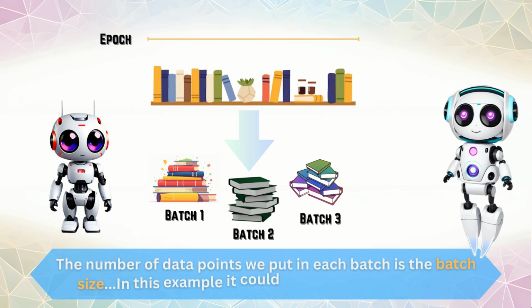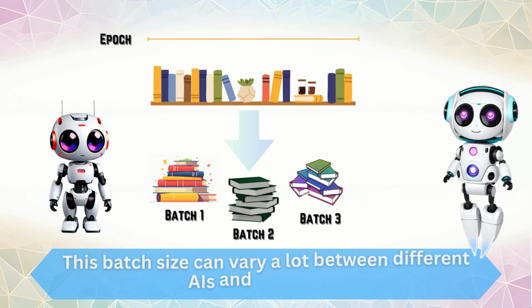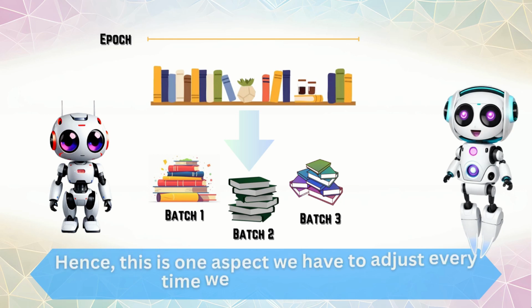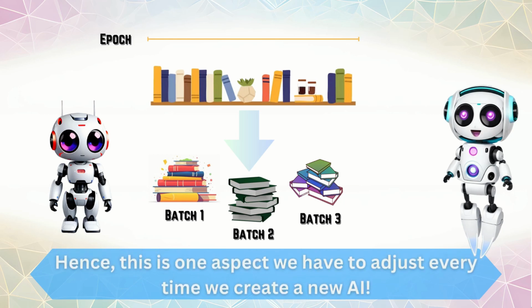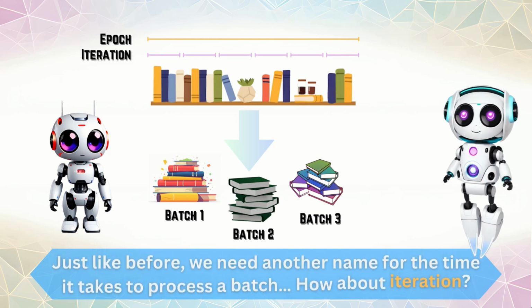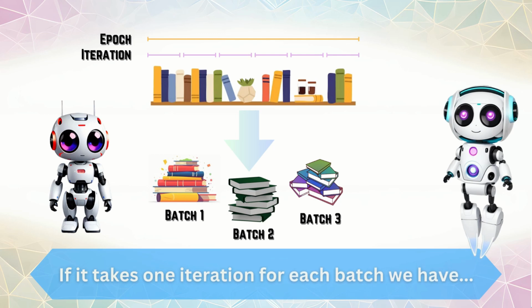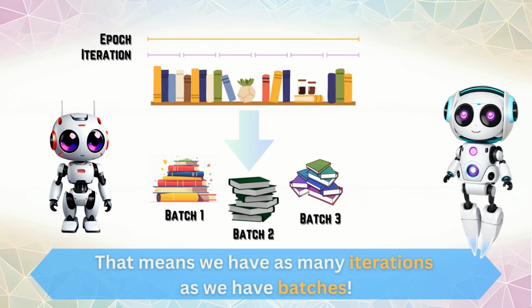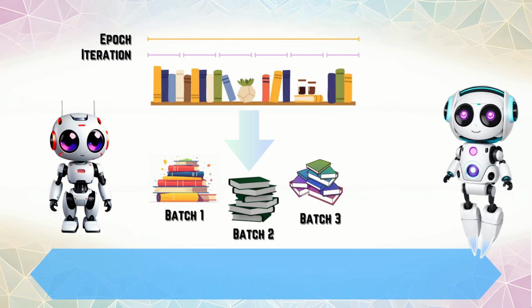The number of data points we put in each batch is the batch size. In this example, it could be the number of books. This batch size can vary a lot between different AIs and use cases. Hence, this is one aspect we have to adjust every time we create a new AI. Just like before, we need to have a name for the time it takes to process a batch. How about iteration? If it takes one iteration for each batch we have, that means we have as many iterations as we have batches. I love it.